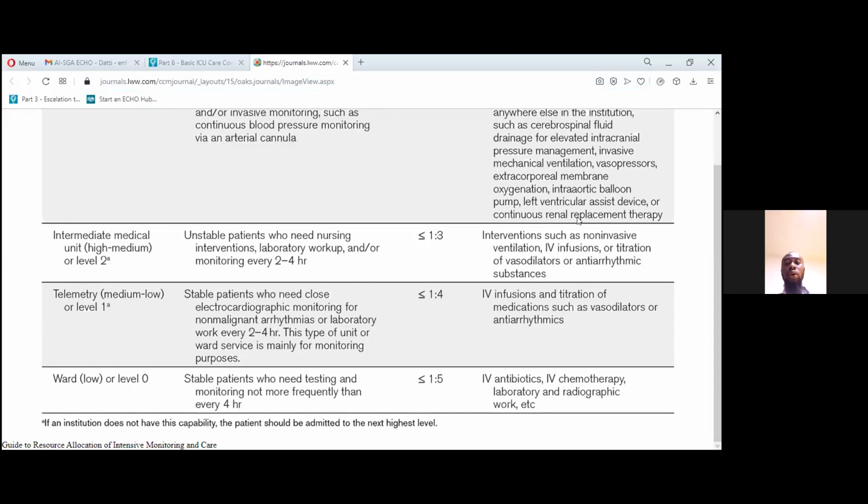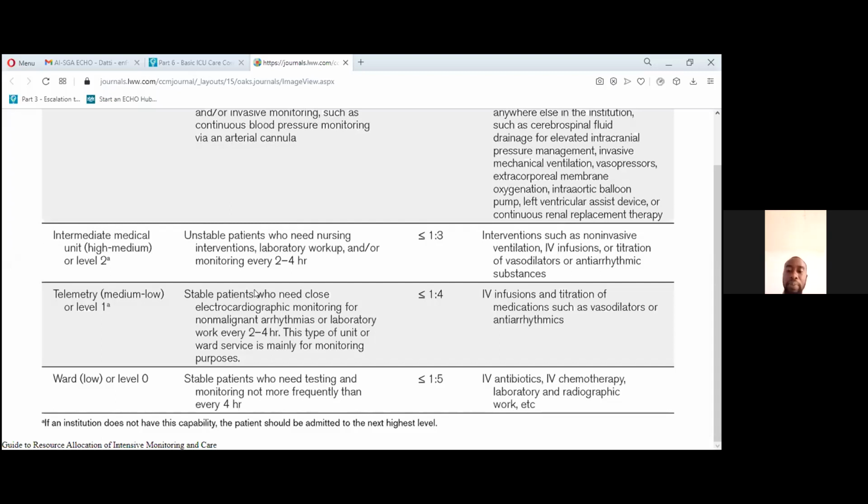So when you go to the ward, this is the one at the lower bottom. You have stable patients who need testing at least 4 hourly. And you can see the ratio is highest of 1 is to 5. So less than or equal to 1 is to 5. Less than or equal to means you can get less than 5 and that is fine, but the highest that you are supposed to get is 1 is to 5. And on the right side are all interventions that are done in such a level of wards.